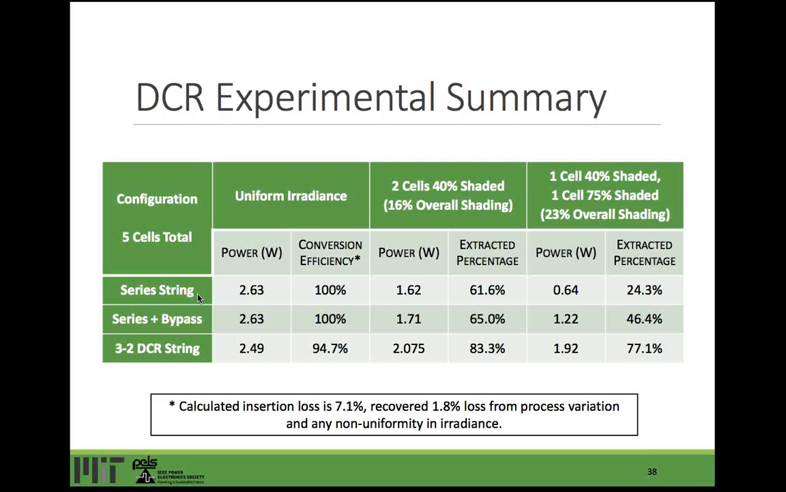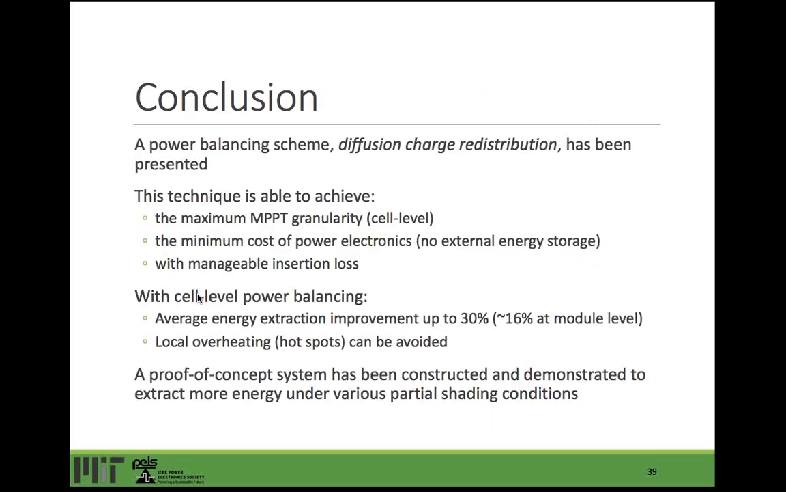So to quickly wrap up what we've discussed so far, we have introduced a new power balancing scheme called diffusion charge redistribution to perform power optimization at the cell level by transforming the string of cells into an effective supercell. This represents the finest power optimization granularity at the minimum cost of power electronics because we're not using any additional external energy storage components. We've also shown that this approach results in small and manageable insertion loss. With cell-level power balancing, the average energy extraction improvement can be expected to increase by up to 30%, compared to 16% with the current state of the art solutions, and the hotspot problems can be avoided as well.